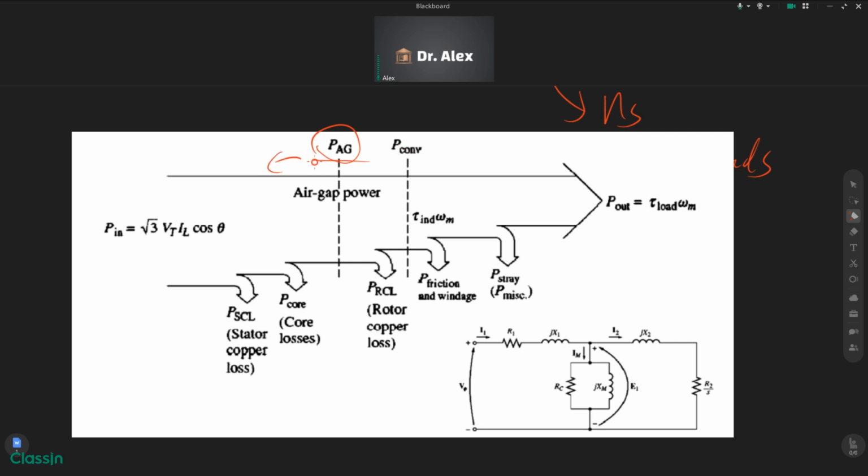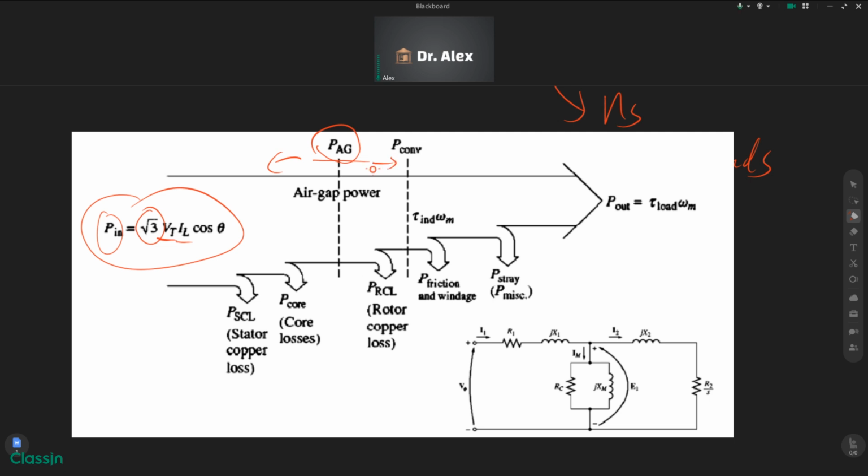At the left side of the air gap power is the power for the stator, which comes from the power source. So the power is expressed like this. This is a phase voltage. Oh, forgive me, this is a line voltage times line current, times square root 3. We don't care about this part currently because we are focusing on the right side.